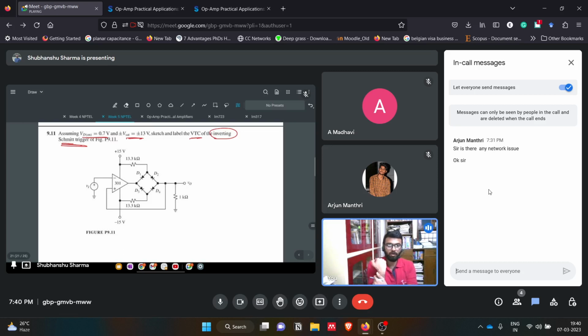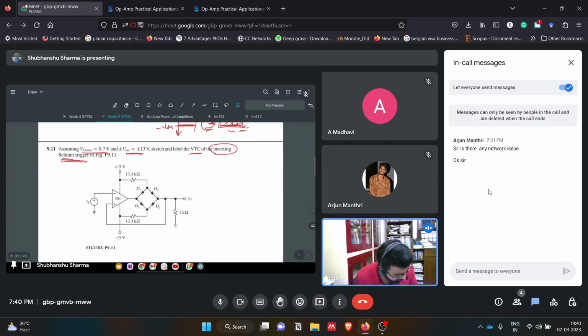So how can we solve this question? I will just mark this as V naught A, just for simplicity. So we'll go step by step. This is the output voltage, the final output voltage of this whole circuit.